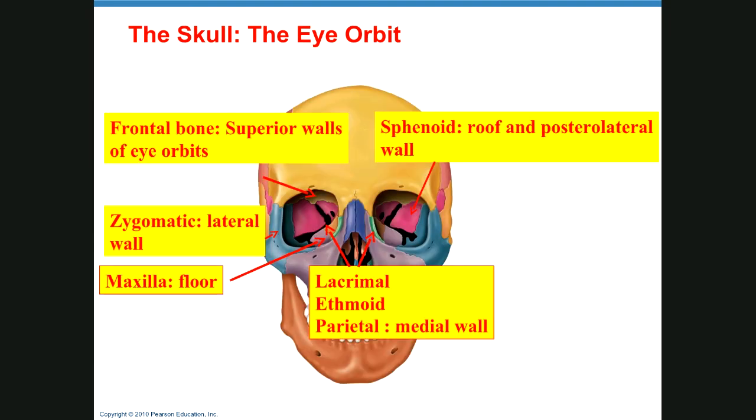So again, the sphenoid is on the back wall. The zygomatic is the lateral wall. The floor is the maxilla. The lacrimal and the ethmoid behind it will be the medial wall. The roof is the frontal bone.